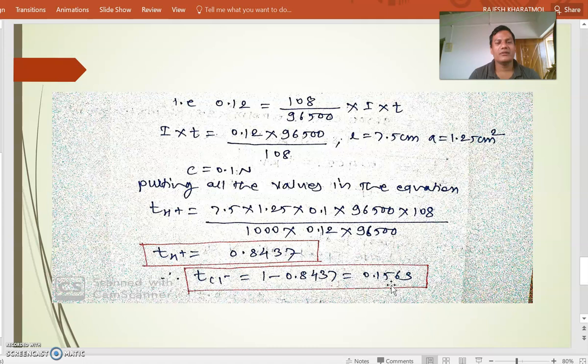In this way, on the moving boundary method there are 2 to 3 types of numericals present, so we must solve them to get a better score in your exam.